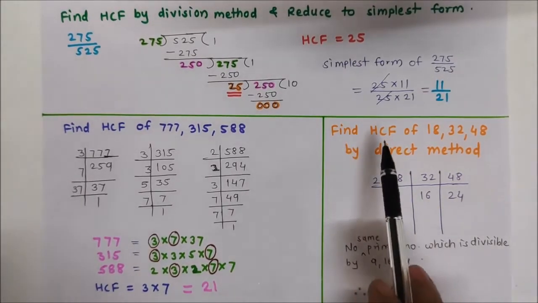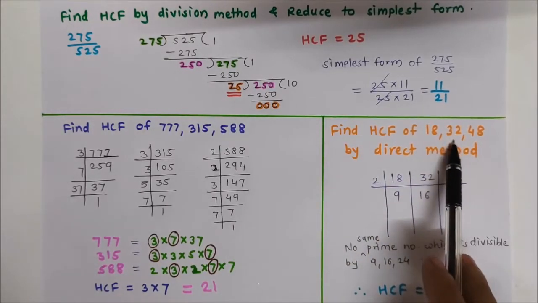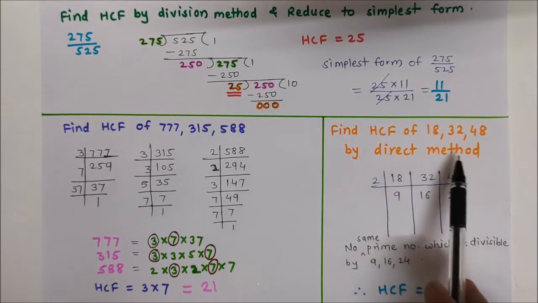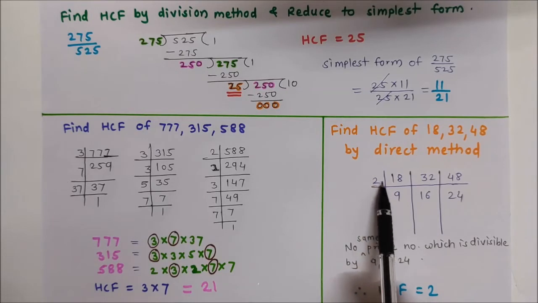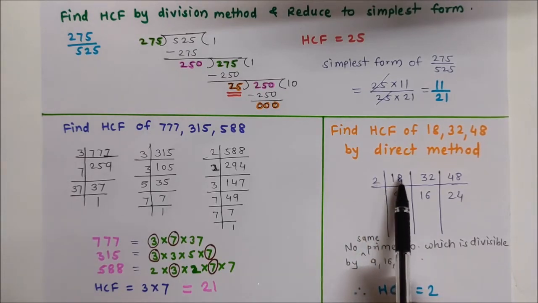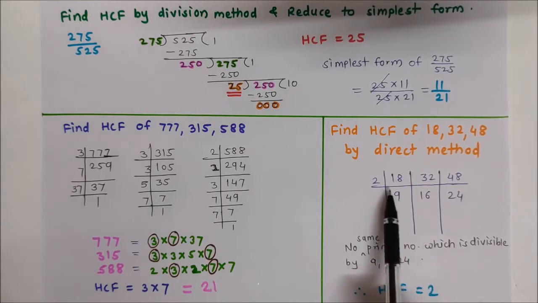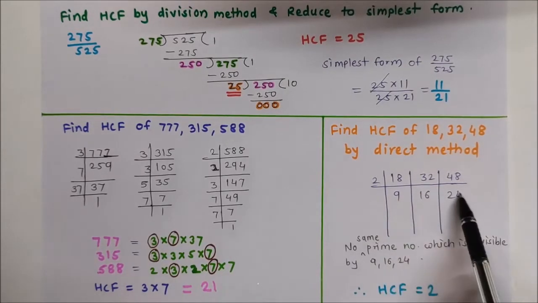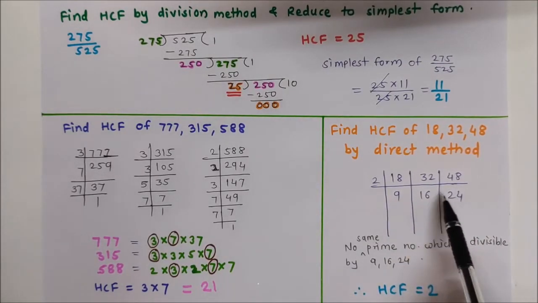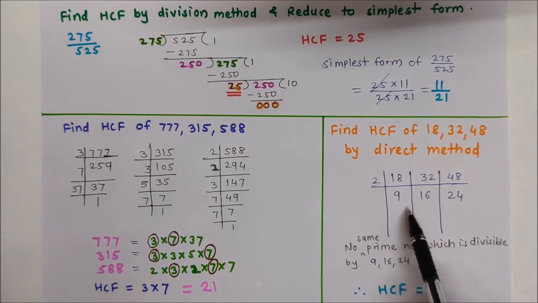The next example is: find the HCF of 18, 32, 48 by the direct method. So at that time we take the 3 numbers 18, 32, 48. Here the 3 numbers are even numbers, so these are divisible by 2. 2 9s are 18. 2 16s are 32. 2 2s are 4. 2 4s are 8. Here there is no prime number which divides 9, 16 and 24. So we have to stop the calculation here. So the HCF of the given numbers is 2.